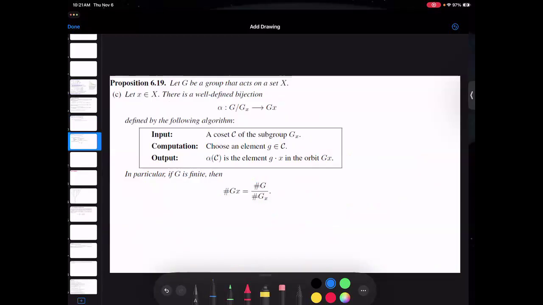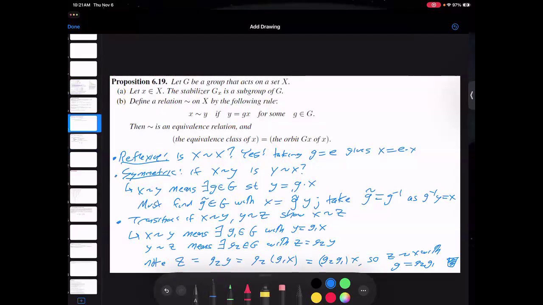So it's incredibly important that we have a group here acting on a set. So we do have the inverses. When you were looking at what we were doing here, where we did the symmetric relation, we had to take g inverse. We had to have an inverse to show that the relationship was symmetric. Without that, it would fail.